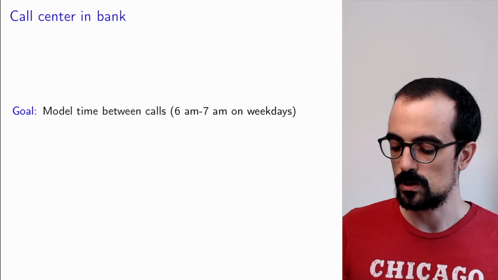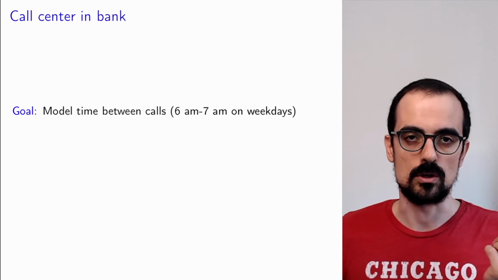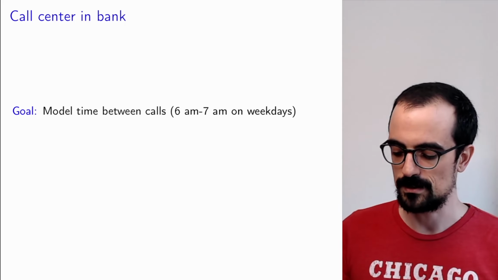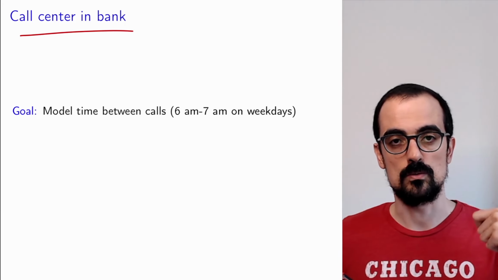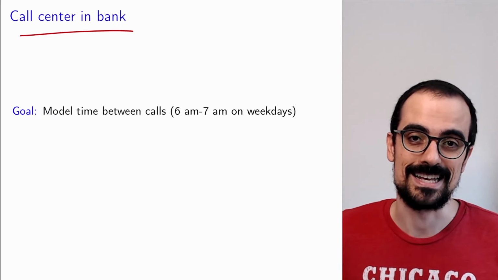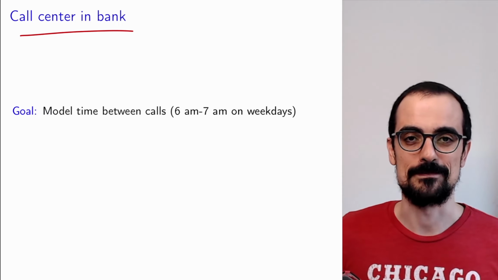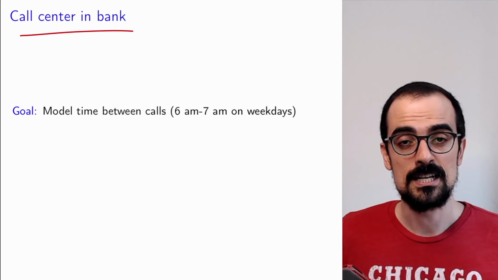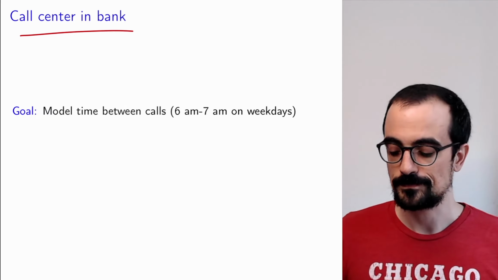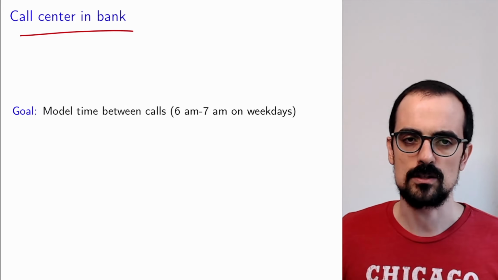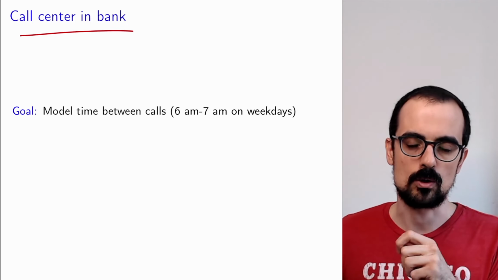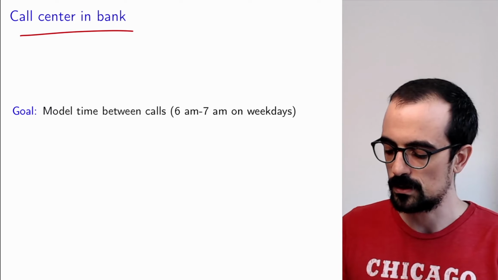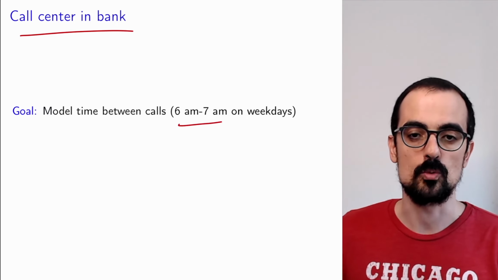So here we're going to model the time between phone calls. So I have received a phone call in a bank. This is a real data set from a bank in Israel that we already used for the Poisson model. Again, both of these models model different quantities, but they have the same assumptions. So we're going to use the same data set, call center in Israel. There are calls arriving. We have the times at which the calls arrive. We're going to consider all the calls between 6 a.m. and 7 a.m. on weekdays.